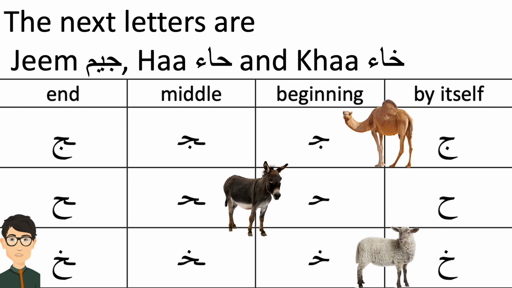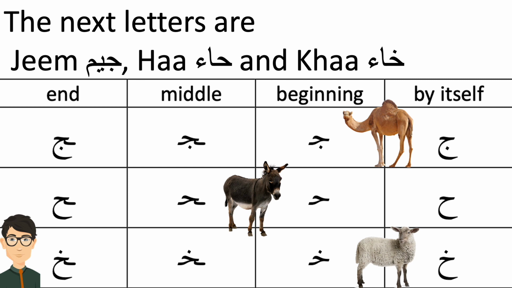The next letters are jim, ha, and kha. Jim corresponds to the letter J in English. Ha corresponds to the English letter H, but it's more throaty, it's more down the throat. And Kha corresponds to the combination of K and H.